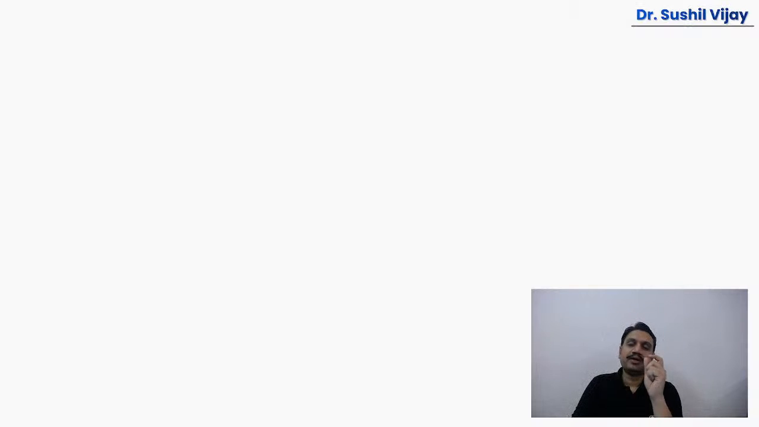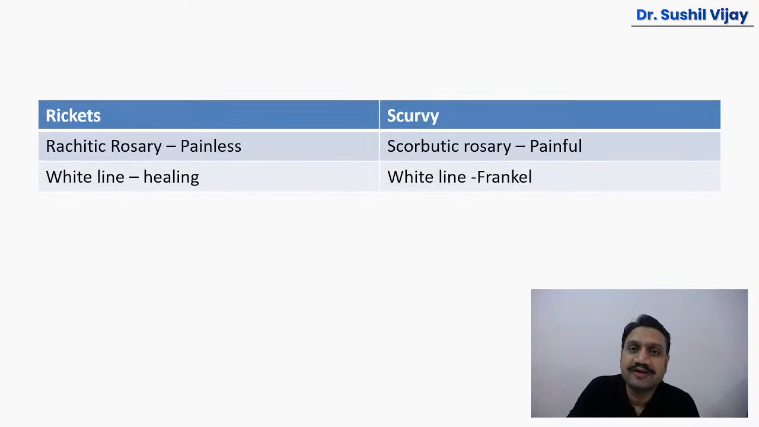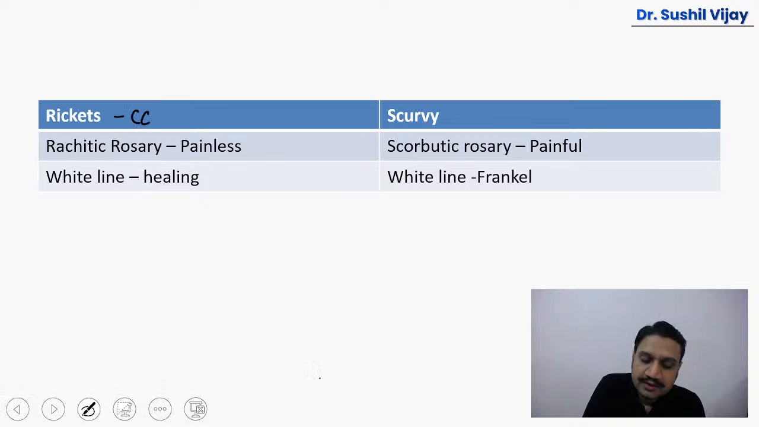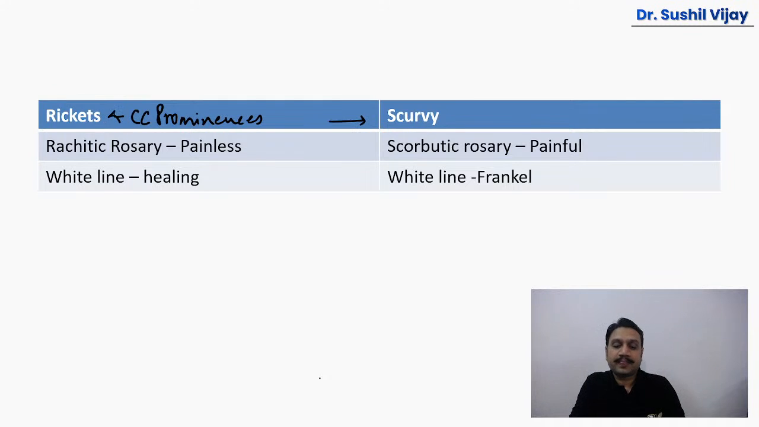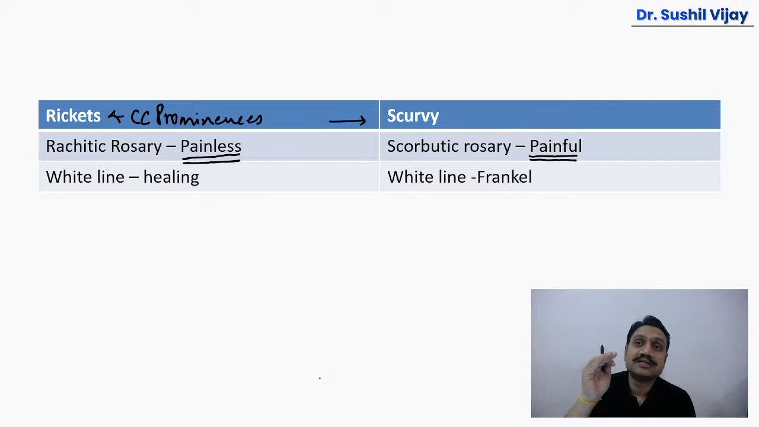Now, one very important point, the differentiation point between rickets and scurvy. In rickets you see the costochondral prominences, and they are seen in both situations, whether it is scurvy or rickets. But what is the basic difference between the two? The costochondral prominences of rickets will be painless, and the prominences of scurvy are painful. These are very important points which help you to differentiate in your questions whether the child is suffering from rickets or from scurvy.